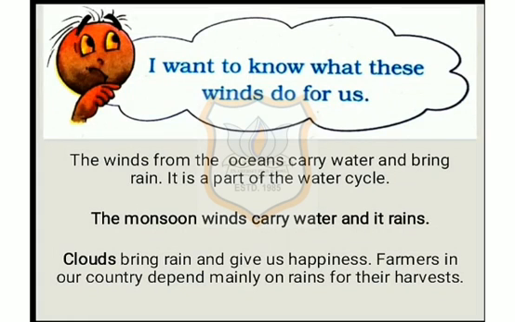Bujo wants to know what these winds do for us. The winds from the oceans carry water and bring rain. It is a part of the water cycle. The monsoon winds carry water and it rains. Clouds bring rain and give us happiness. Farmers in our country depend mainly on rains for their harvest.